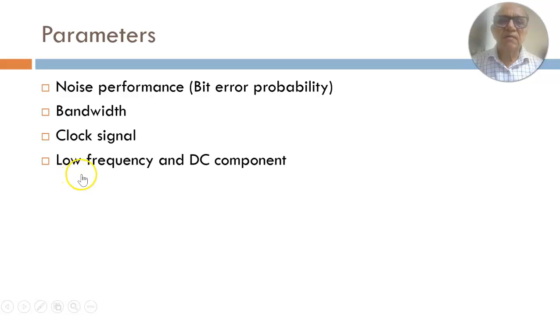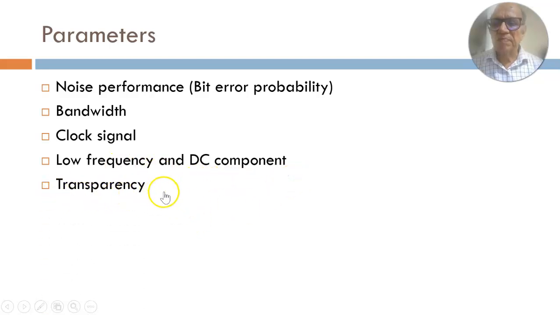So when we plot the power spectral density of the signal, we want to find out whether it contains a lot of low frequency component. Is the PSD zero at zero frequency? Does it have a discrete direct component, a discrete DC component? Now if it has a lot of low frequency component, it is not considered good, for reasons we'll study soon. So this is the fourth parameter that we'll study.